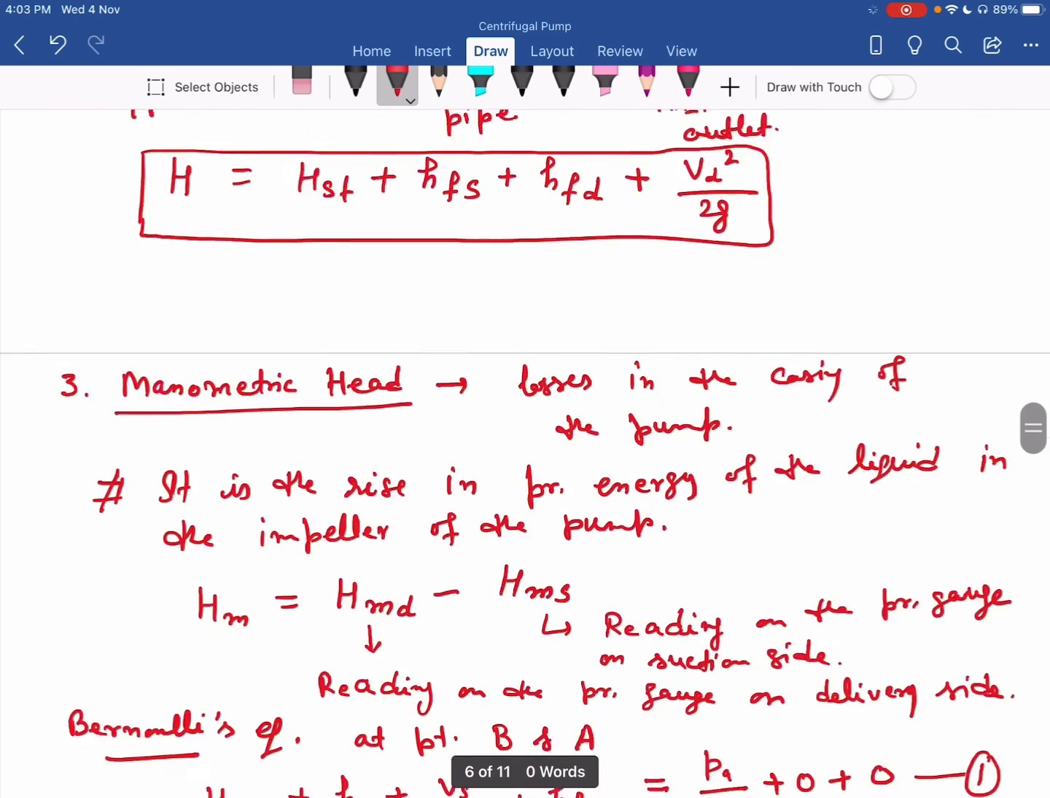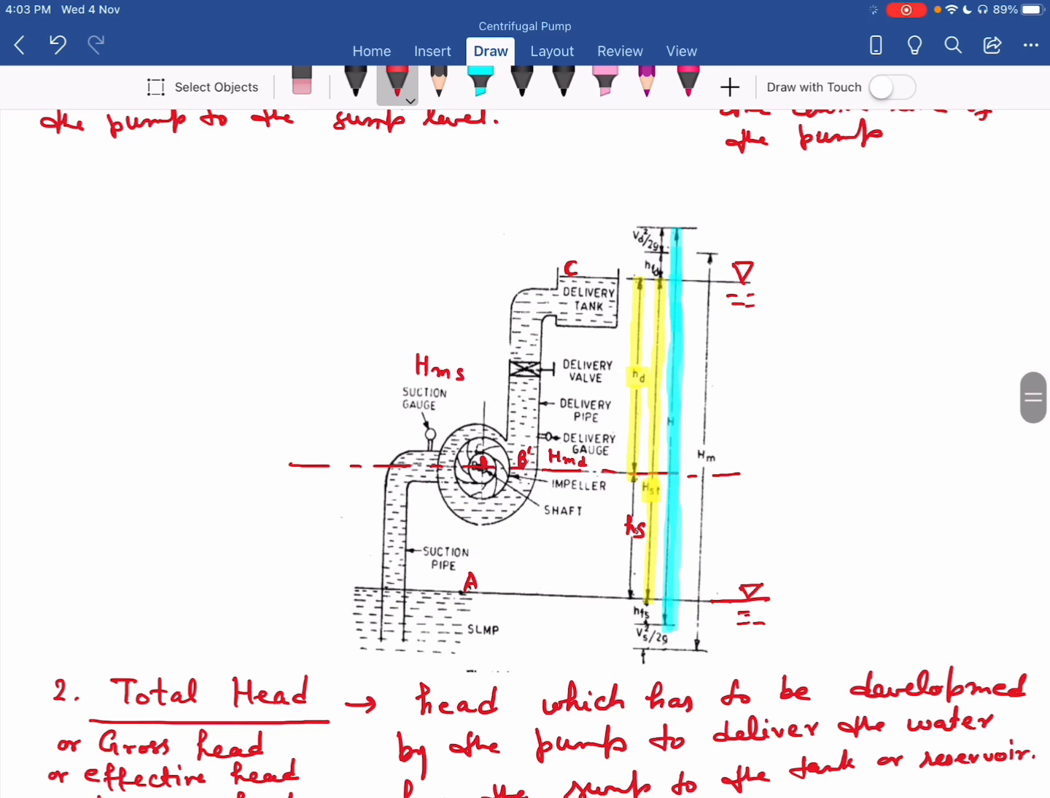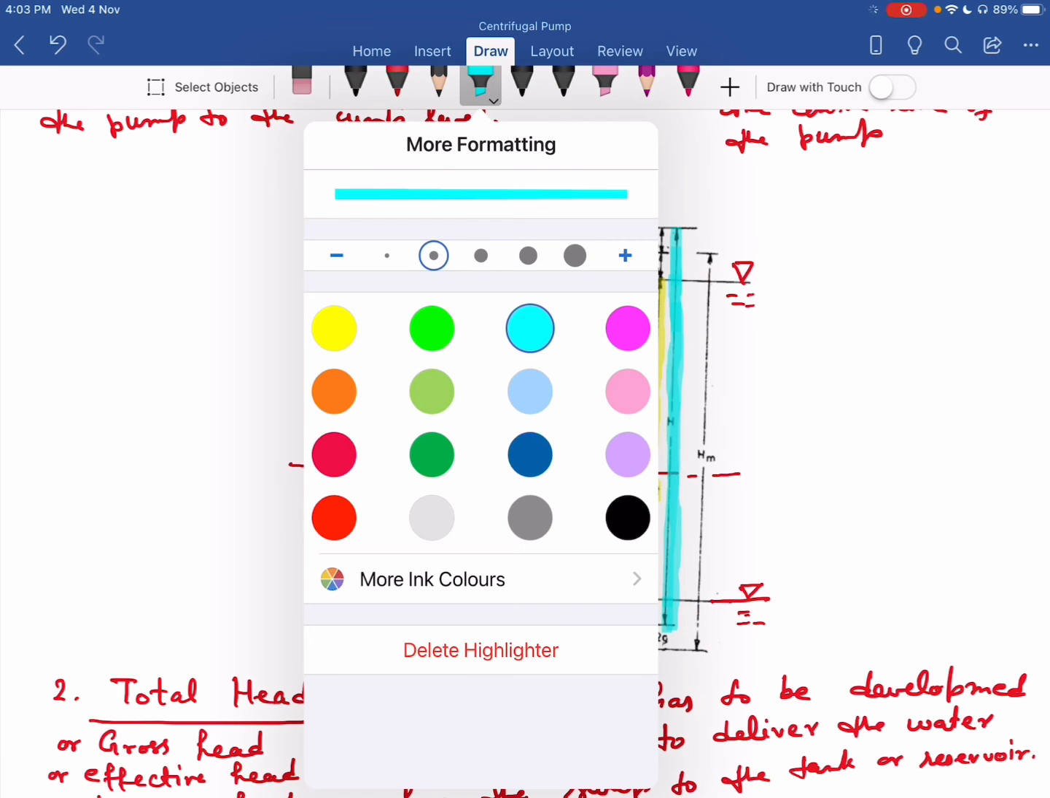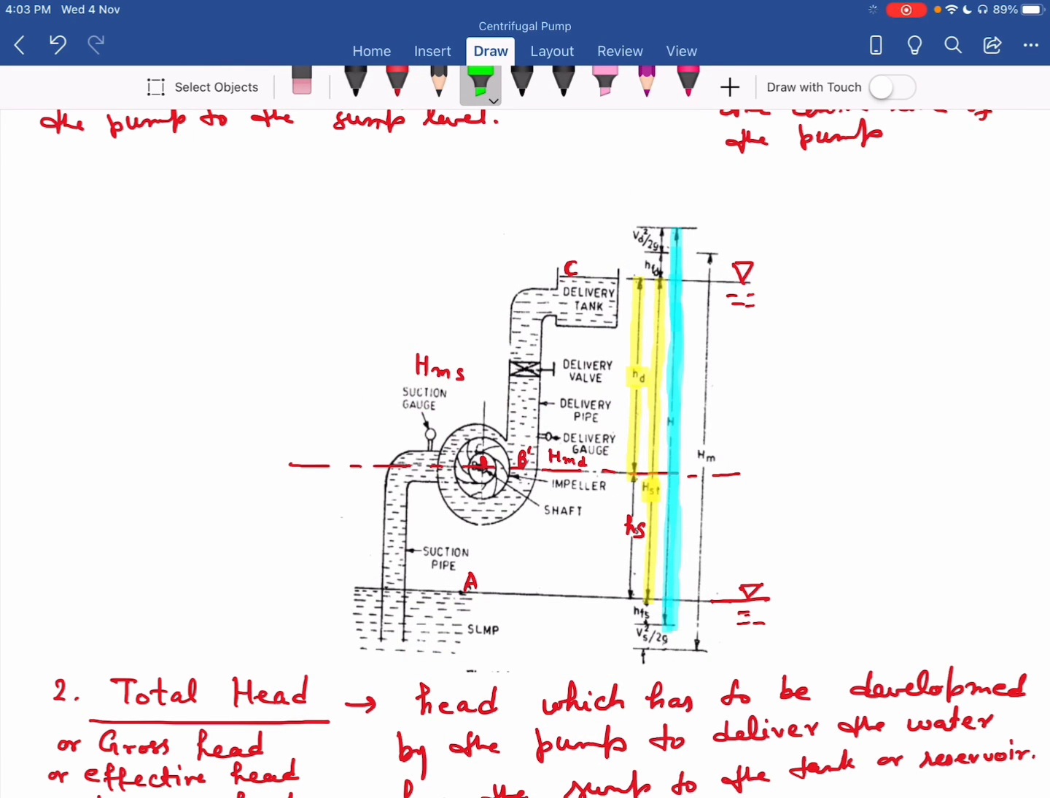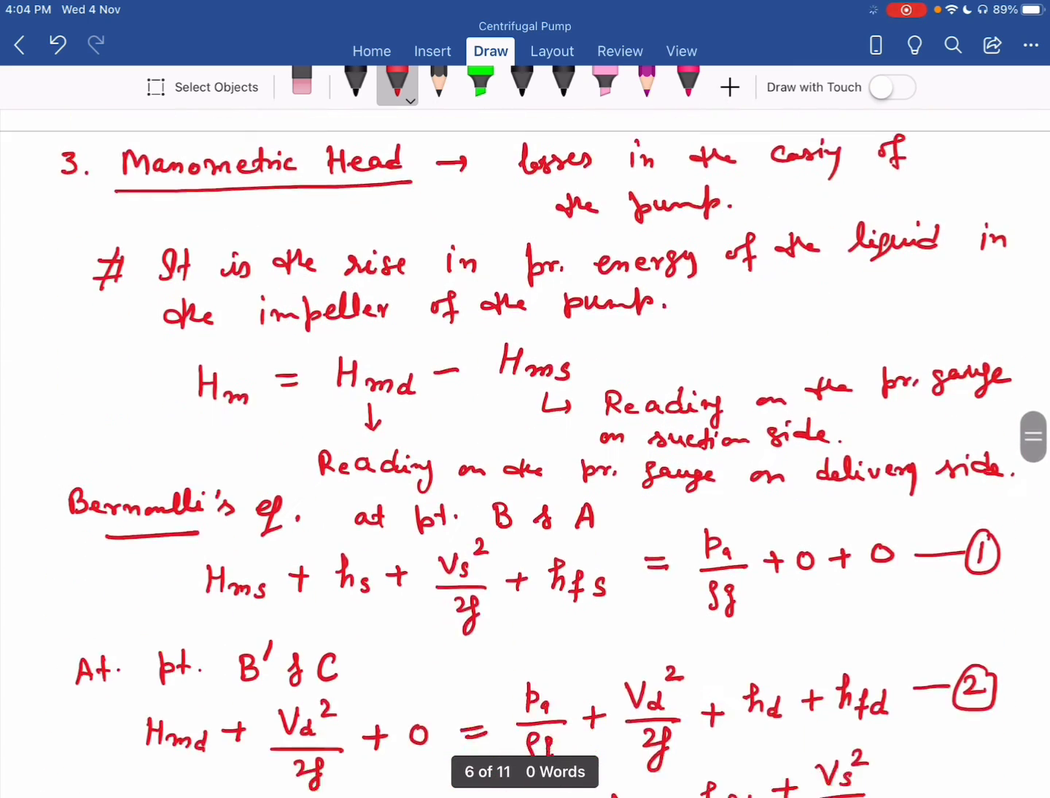When you see the diagram again, my manometric head is the static head, then HFD, then HFS, then Vs square divided by 2G. So this is my total manometric head HM. This is the manometric head.